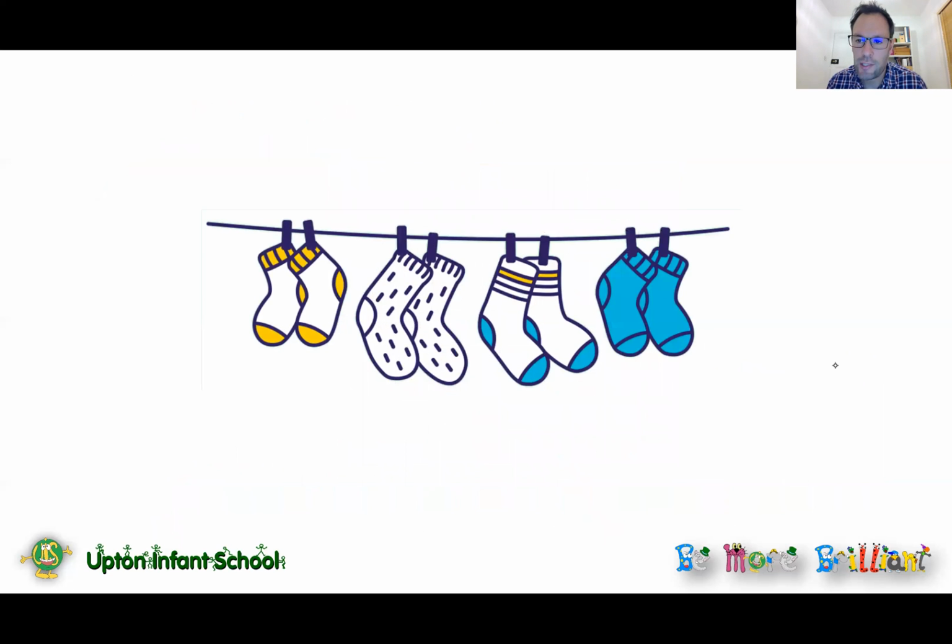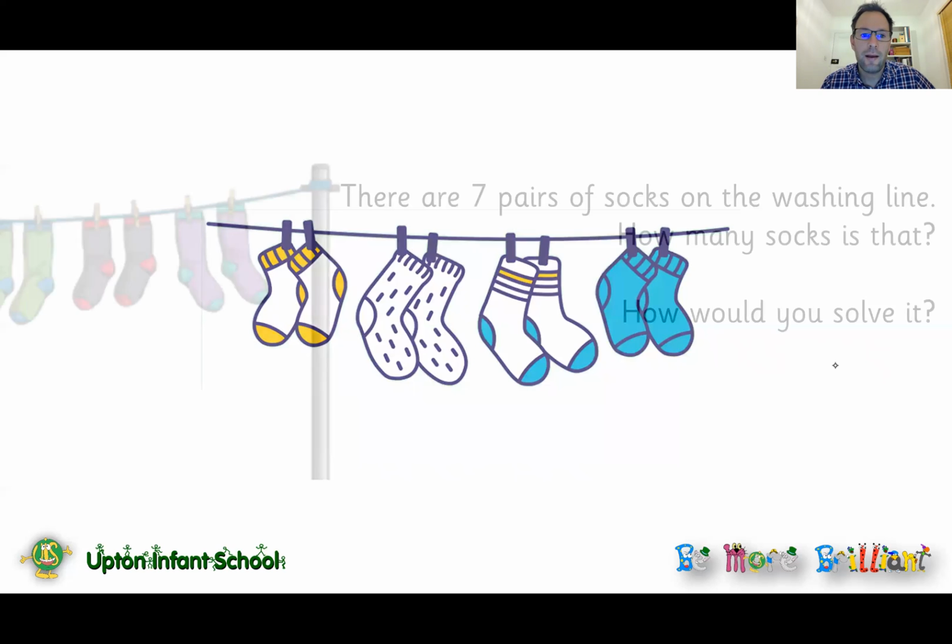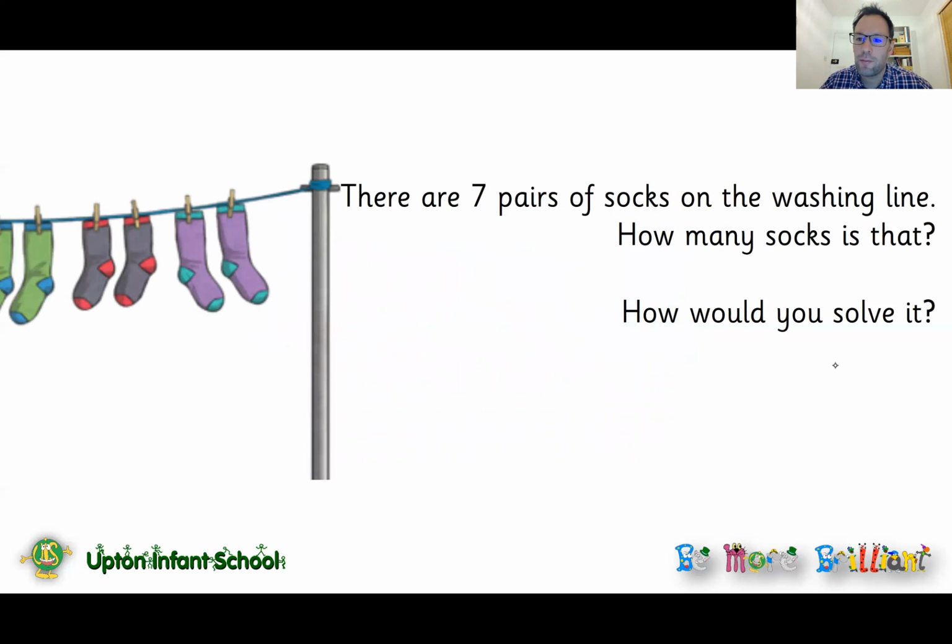Okay, the next question is all about socks. And as we know, usually socks come in pairs, but they have a funny habit of going missing. And sometimes you only have one odd sock left, but mostly they're supposed to come in pairs. And on my picture of a washing line here, you can only see part of it, which makes this tricky. So on the washing line, there are 7 pairs of socks, and a pair means 2. So there are 7 lots of 2 socks on the washing line. How many socks is that altogether?